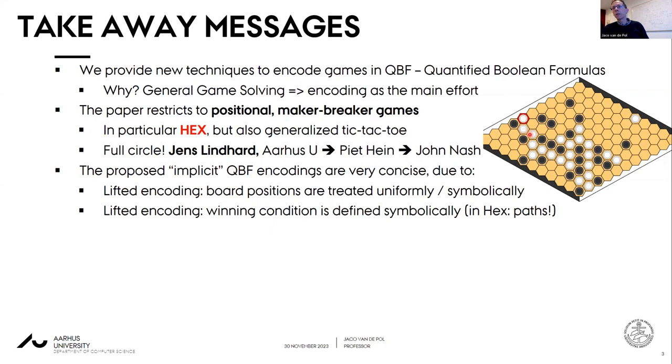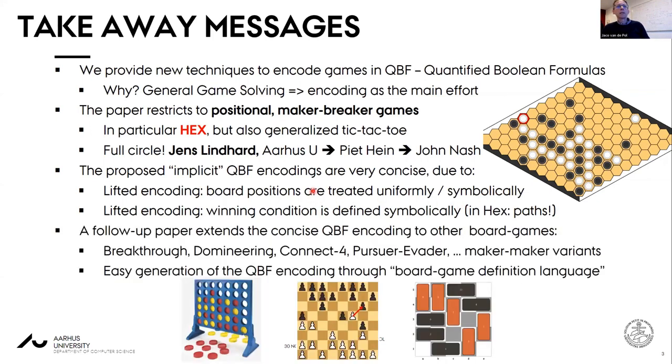Hex is won by making a path from two borders, like this white path here. But there are many paths. So if you want to list all the possible winning conditions, it's a huge set. So that also has to be treated symbolically. So that's the contribution of our paper. And then later in a follow-up paper, we extend this also to non-positional games. So we also have QBF encodings, very concise, of Breakthrough, Connect Four, Domineering, etc. I can hopefully say something at the end of the talk.